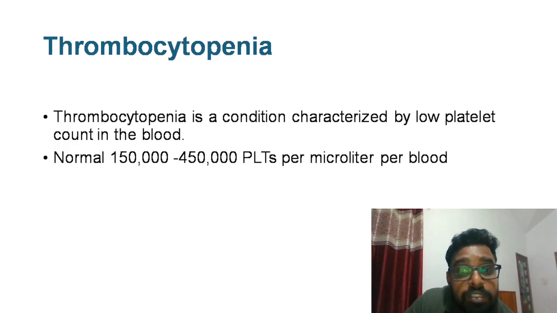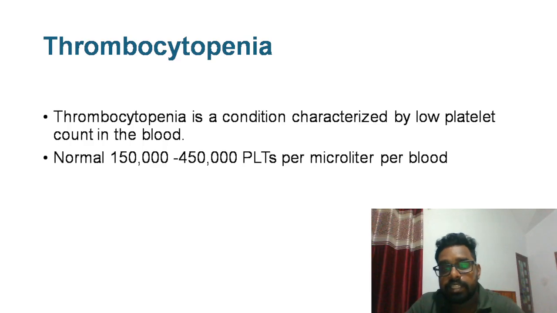Thrombocytopenia is a condition characterized by low platelet count in the blood. Normally, the platelet count is 1,50,000 to 4,50,000 platelets per microliter of blood. But thrombocytopenia is a condition characterized by low platelet count in blood. നമ്മുടെ രക്തത്തിൽ പ്ലേറ്റ്ലെറ്റ് കൗണ്ട് കുറയുന്നതിനെയാണ് thrombocytopenia എന്ന് പറയുന്നത്.